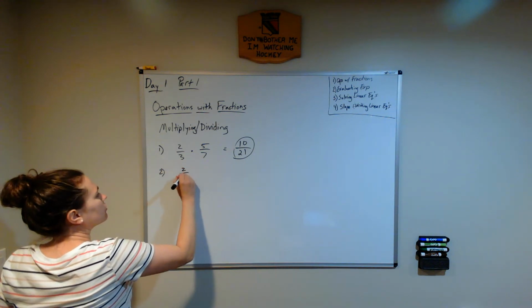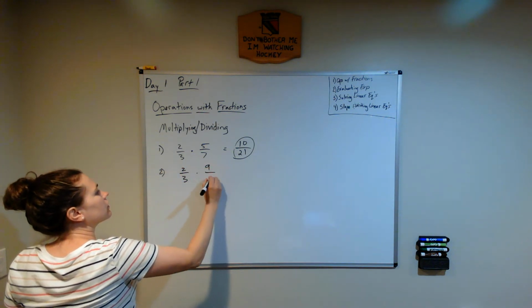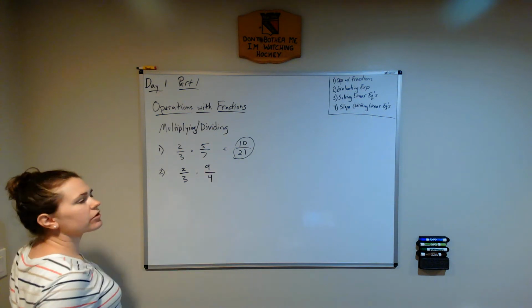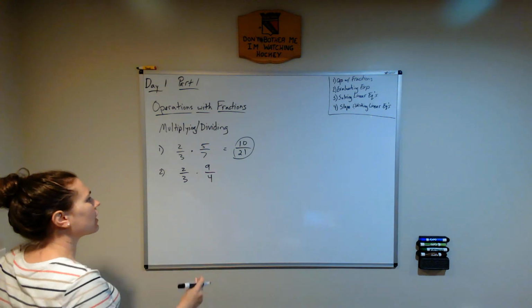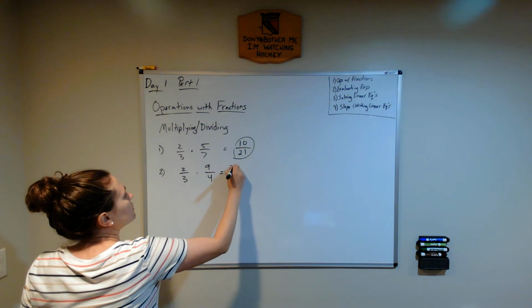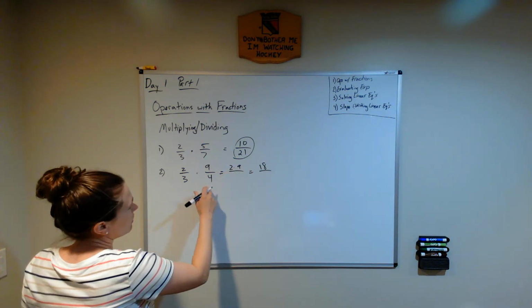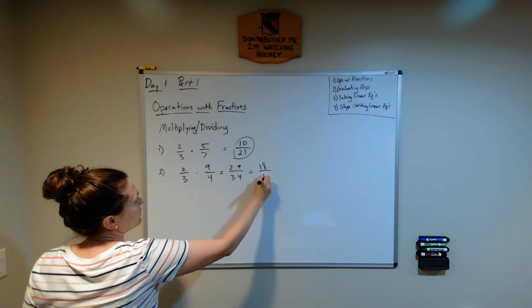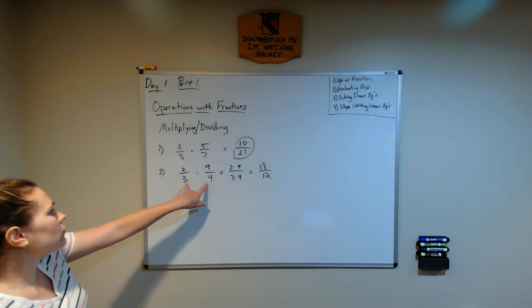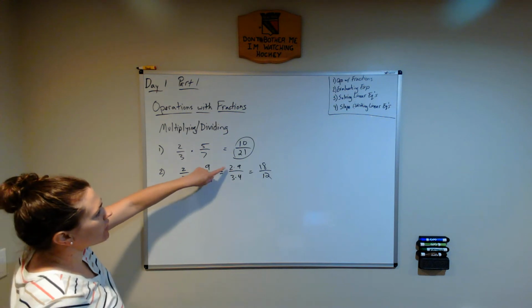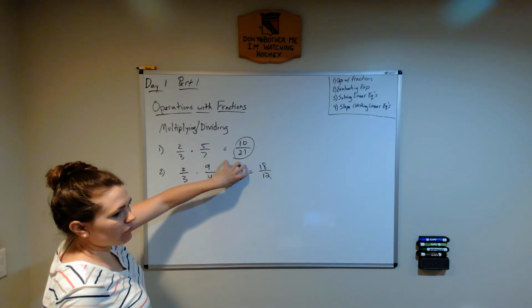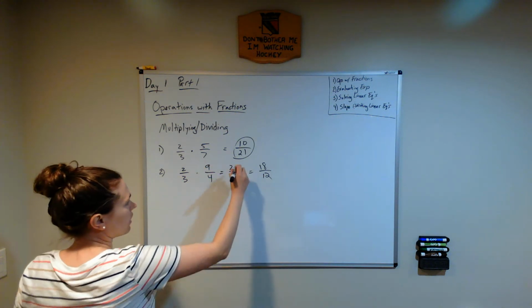So if we do this, 2/3 times 9/4, multiply it across. 2 times 9, we know that's going to be 18. I just want to show you something. 3 times 4, we would be doing 3 times 4, that's going to give us 12. When you have two fractions being multiplied together, notice, here we have it written as factors, but we could break this down further.